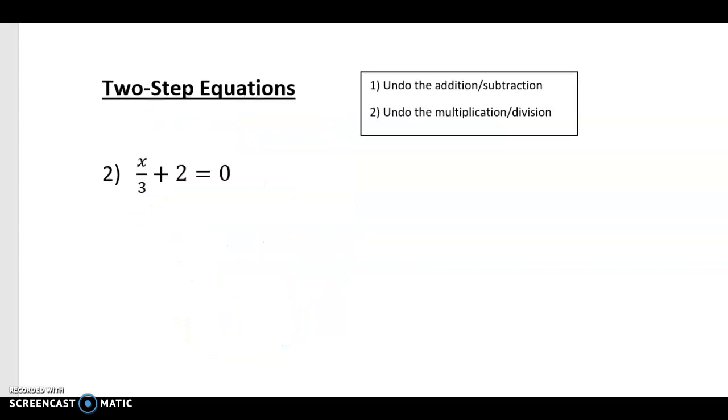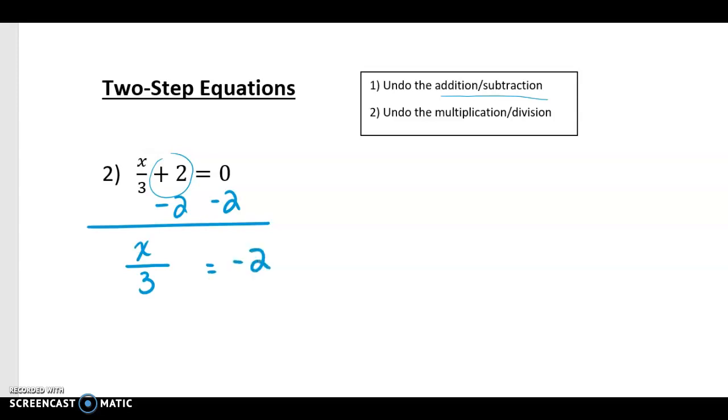Okay, here's our next problem. Don't let this fraction scare you. That just means it's division. So again, first, we're going to undo any addition or subtraction. We're going to deal with this constant first. We want to deal with anything around the variable last. Since this is a plus 2, if we subtract 2 from both sides, this will zero out, and we end up with x divided by 3 equals, and 0 minus 2 is a negative 2.